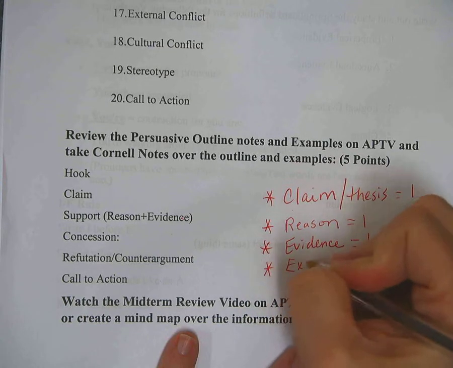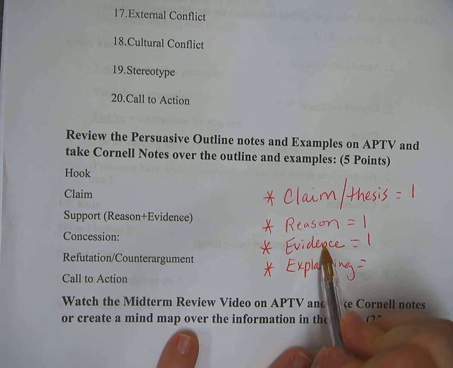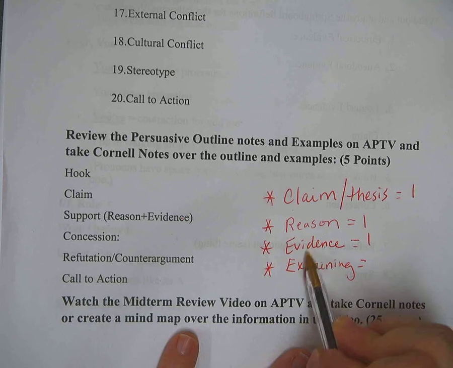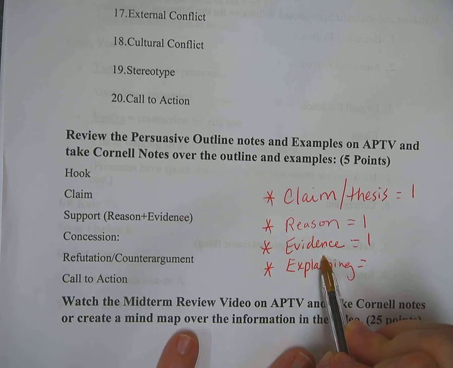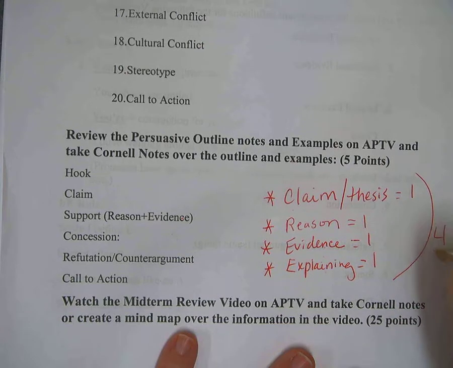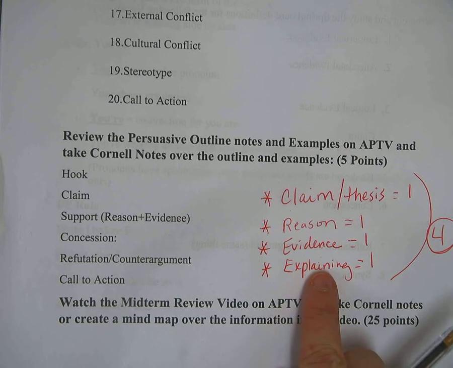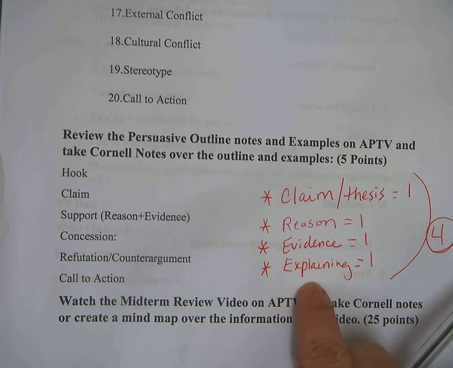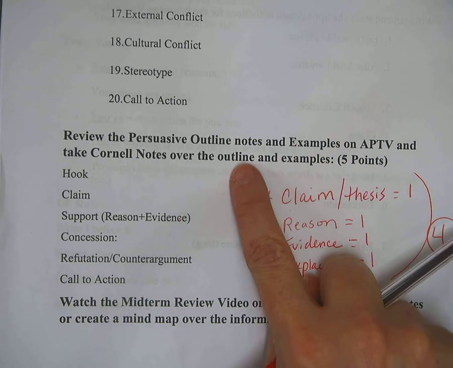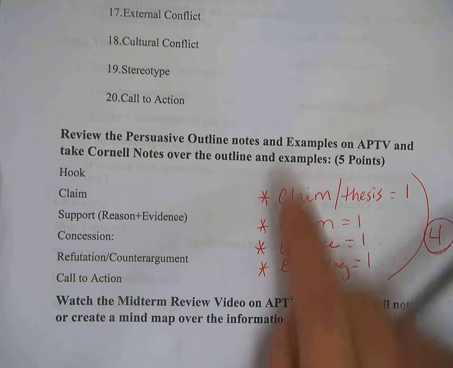Then, are you explaining how your evidence, in fact, supports your reason? Are you explaining how this evidence is important? Okay, and if you do that, you'll get 1 point altogether, 4 points, yay. And it's probably a pretty good essay, okay? So I'm looking for these 4 elements for this essay, so make sure you're including that, and you go back and look at the persuasive outline notes with examples to review what that looks like.